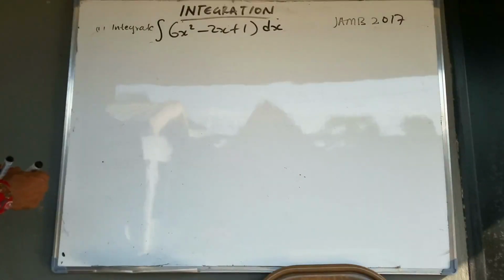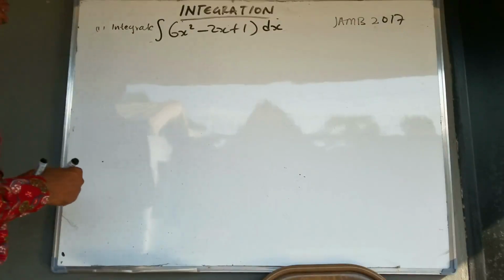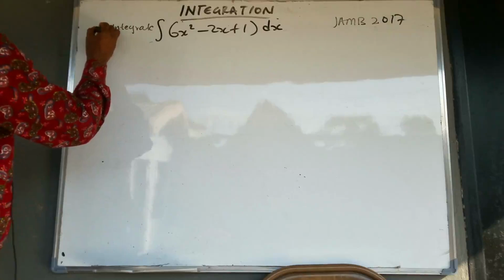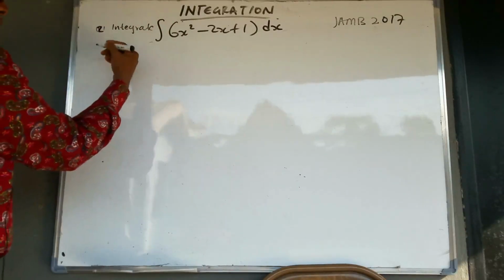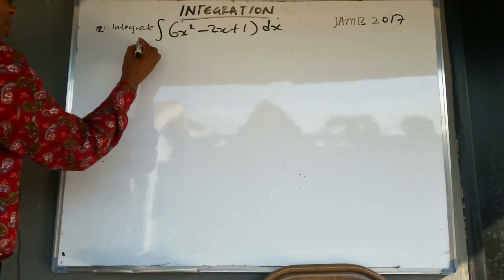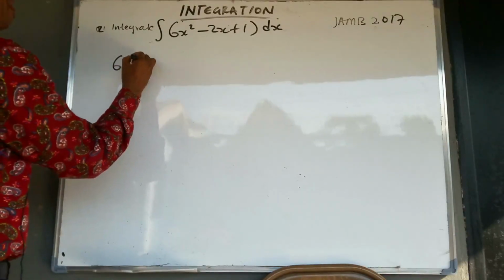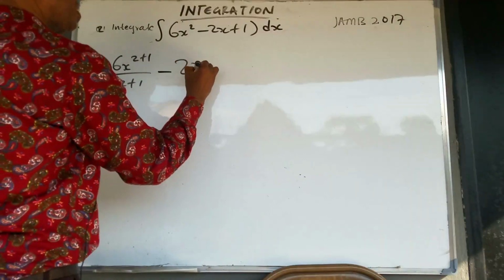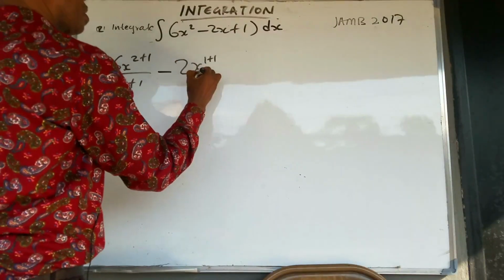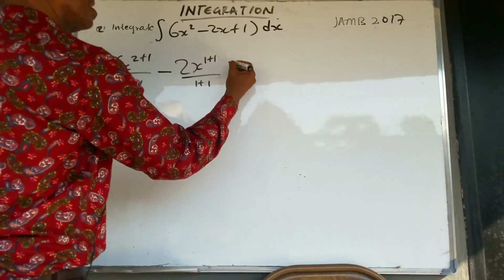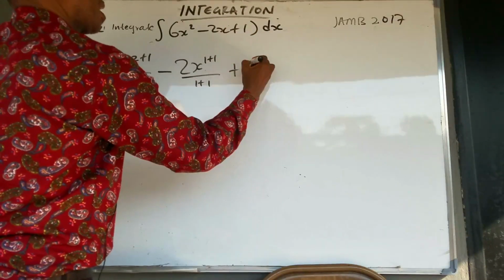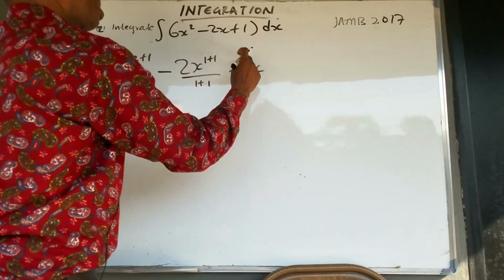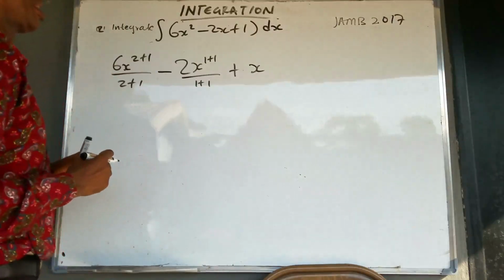Now let's see another JAMB question, 2017, on integration. Okay, this one is similar to the first one we did, and I assure you it's using the same formula. You just smash it and get the answer. So what do we do? Just write 6x to the power 2 plus 1 all over 2 plus 1. Very interesting. 2x, you don't have any power, so this means 1 plus 1 all over 1 plus 1. Then this one simply means x, because the integral of 1 is actually x. So that is actually x.